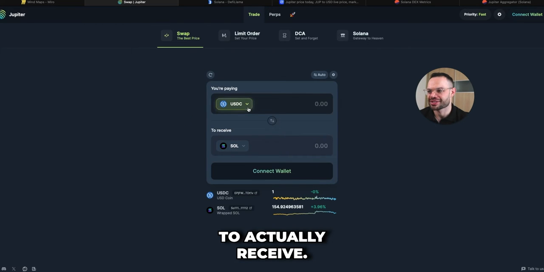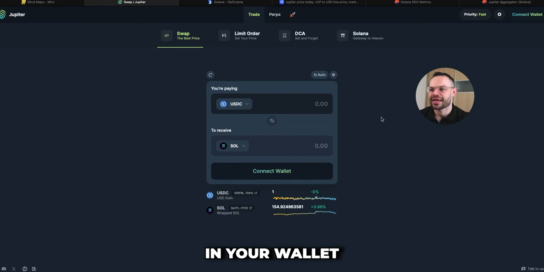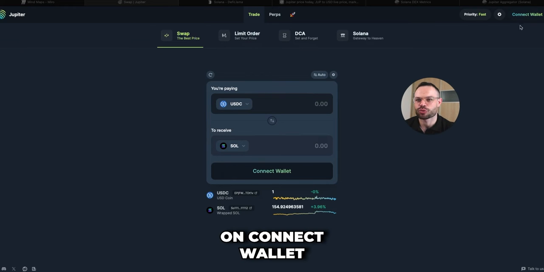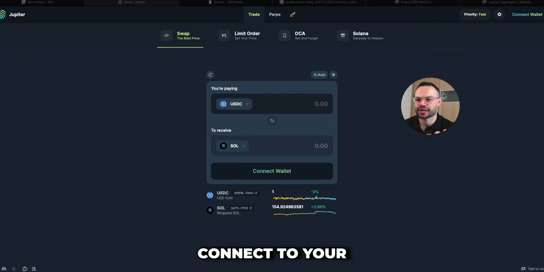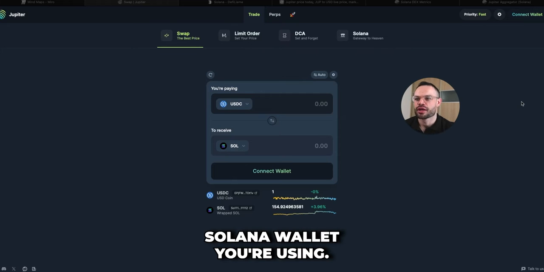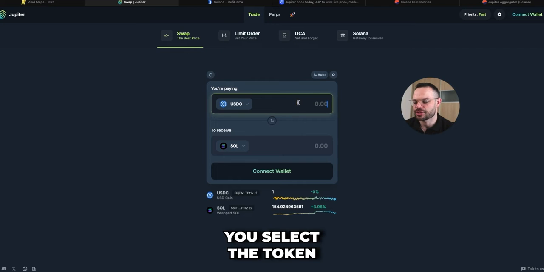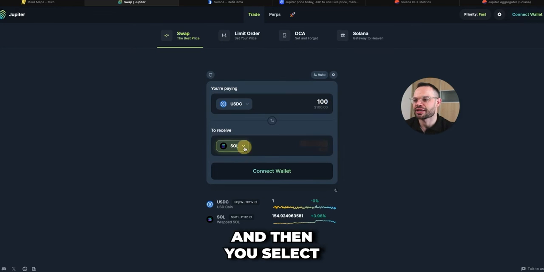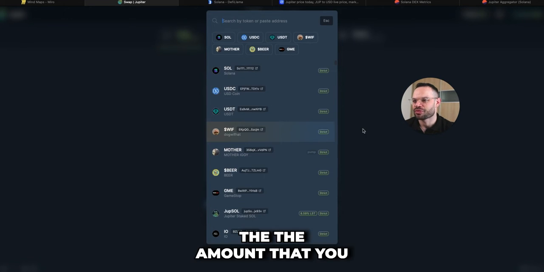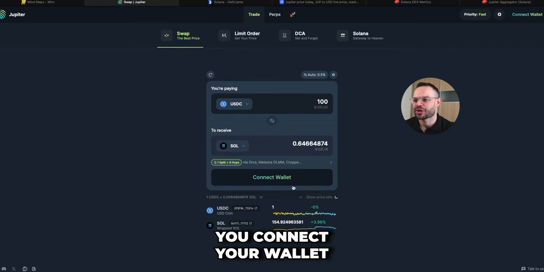So you can select the token that you want to use and the token that you want to actually receive. So again, if you've got USDC in your wallet, you're going to want to click on Connect Wallet up in the top right corner. That's going to connect to your Solflare or whichever Solana wallet you're using. It could be Phantom Wallet, for example. You select the token that you want to actually purchase, and then you select the amount that you actually want to buy. You connect your wallet, you execute the transaction. Everything happens with a smart contract. You get the token deposited into your wallet, and it's happy days. So that is the basic functionality of the swap feature on Jupiter.